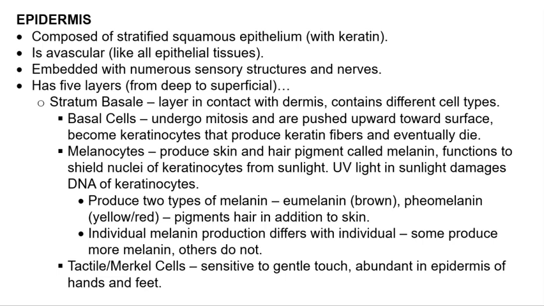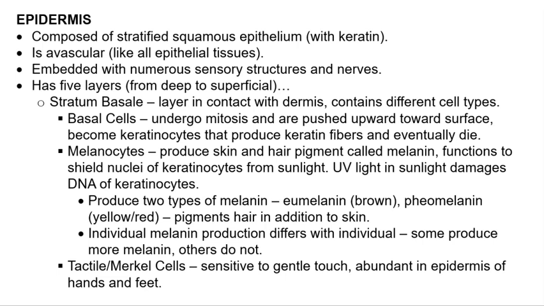The melanocytes that are found within the stratum basale produce pigments called melanin, and the pigment gives color to both our hair and our skin. The melanin pigments function to shield the nuclei of the basal cells and the keratinocytes from sunlight. So specifically it shields them from the ultraviolet or UV light that is in sunlight, as that type of light damages the DNA of the basal cells and the DNA of the keratinocytes.